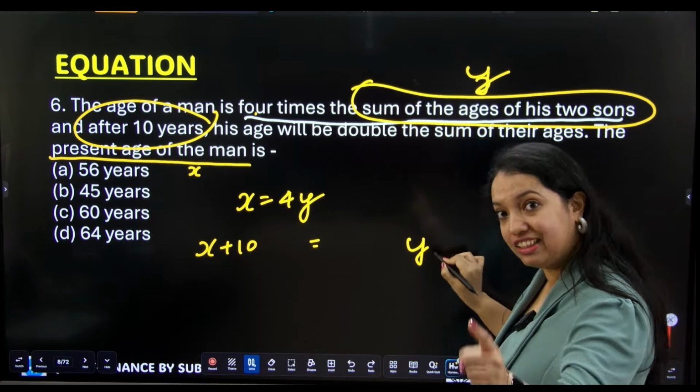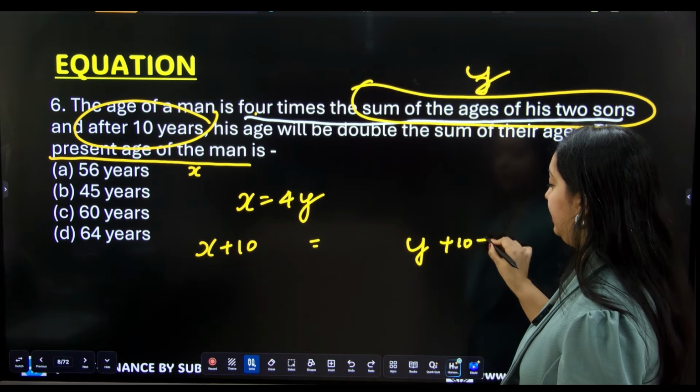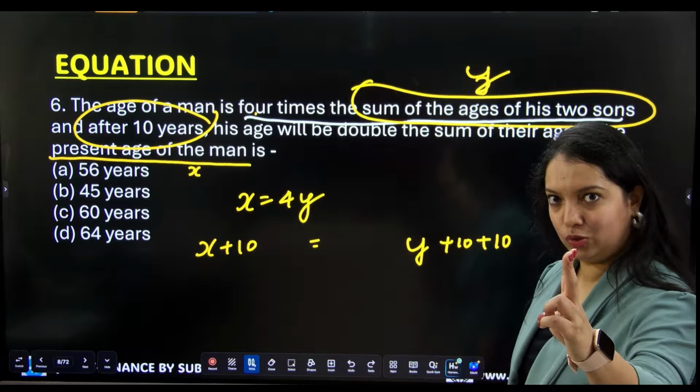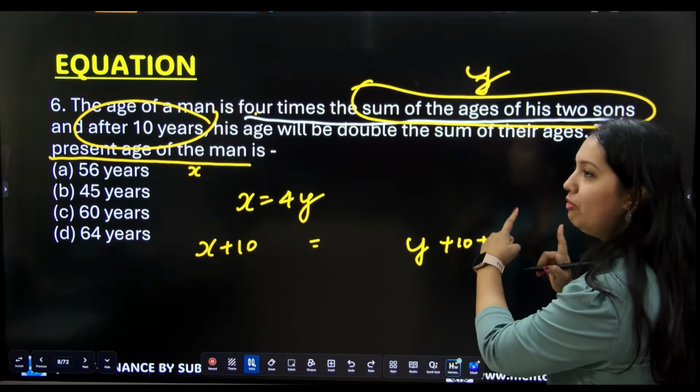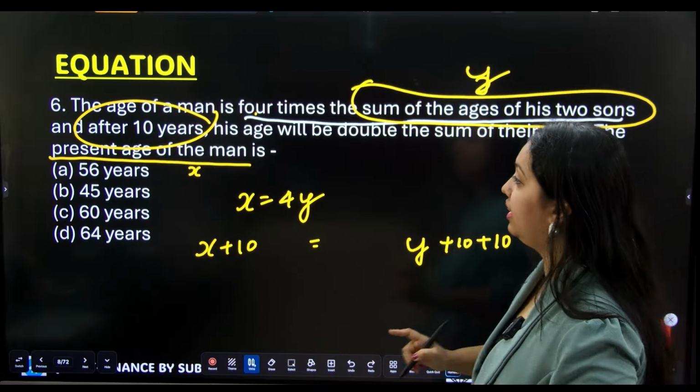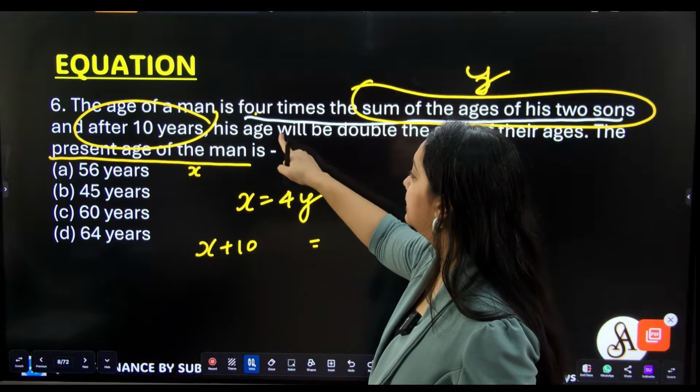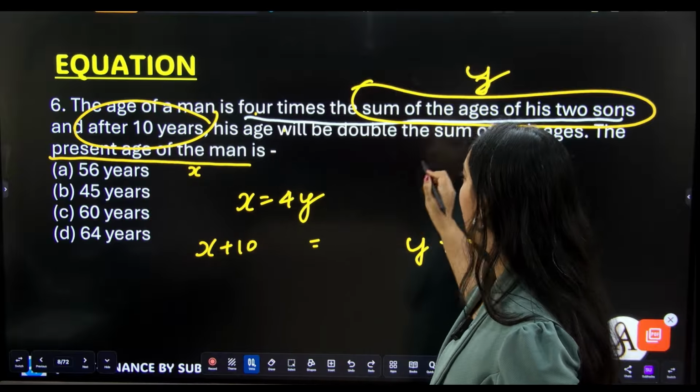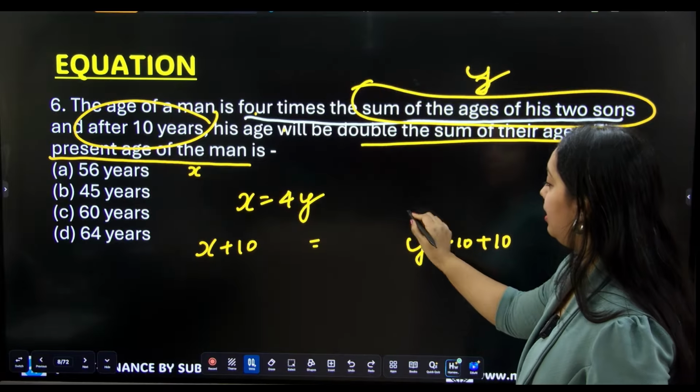For the sons, first son, I'm going to add 10. Second son, I'm going to add 10. Two sons are there, correct? Total will become y plus 20. Let's read the next sentence. After 10 years, his age, the man's age, will be double the sum of their ages.